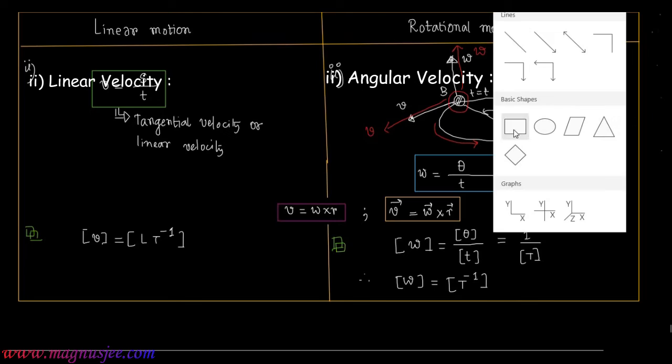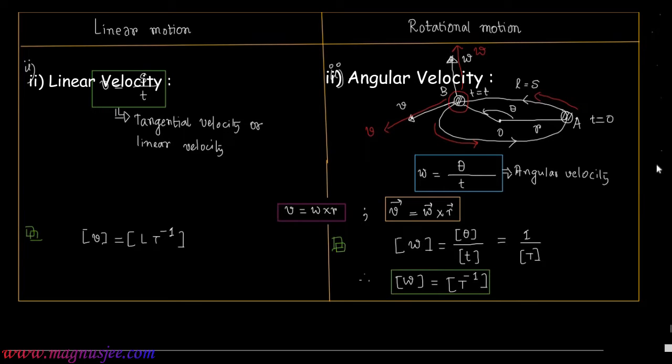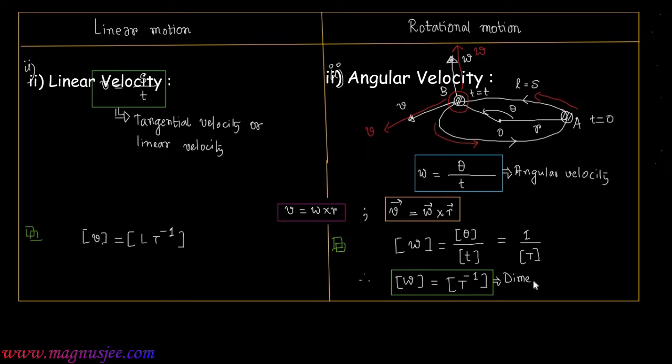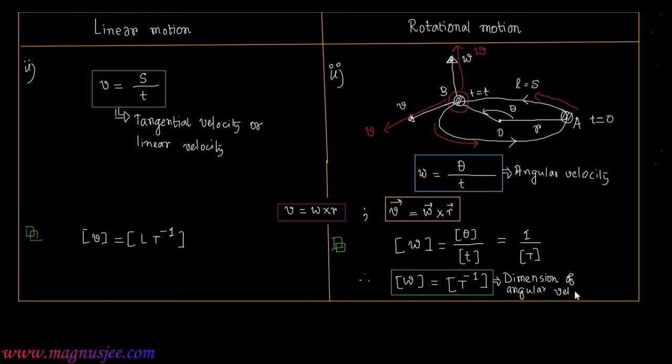Dimension of omega is equal to t to the power minus 1, which is the dimensional formula of angular velocity of a body revolving in a circular orbit.